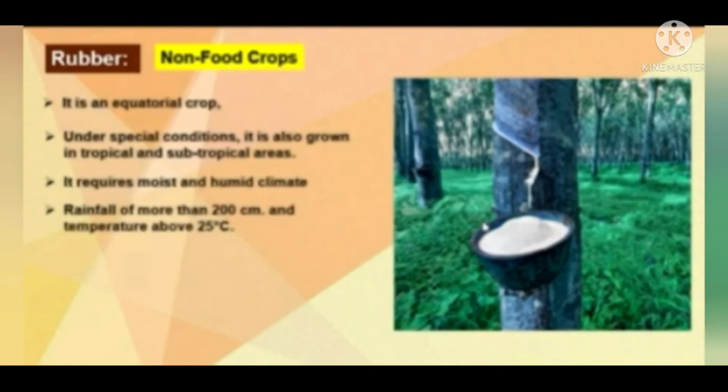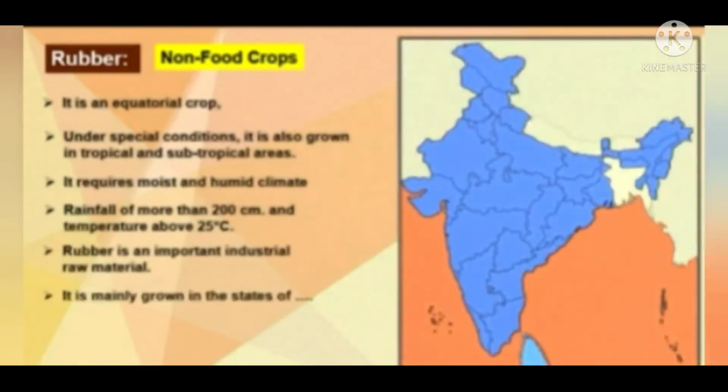So rubber is an important industrial raw material. It is mainly grown in the states of Kerala, Tamil Nadu, Karnataka, Andaman and Nicobar Islands, and Garo Hills of Meghalaya.